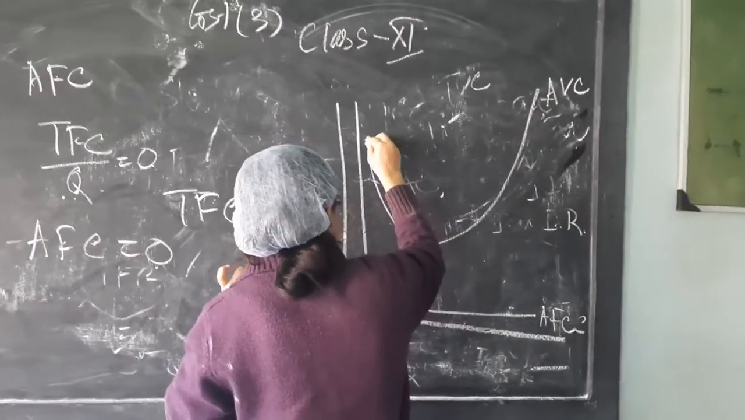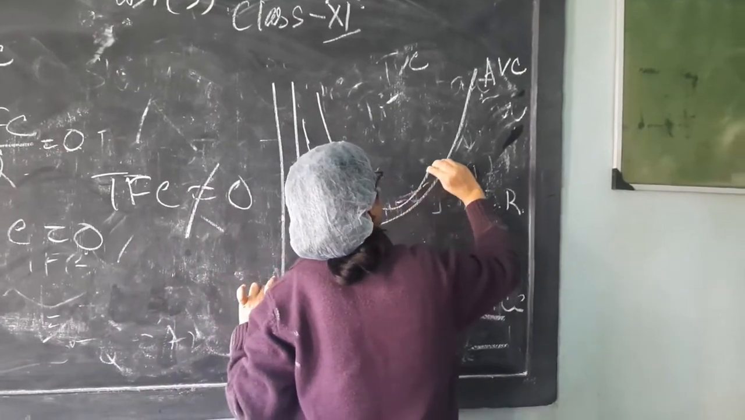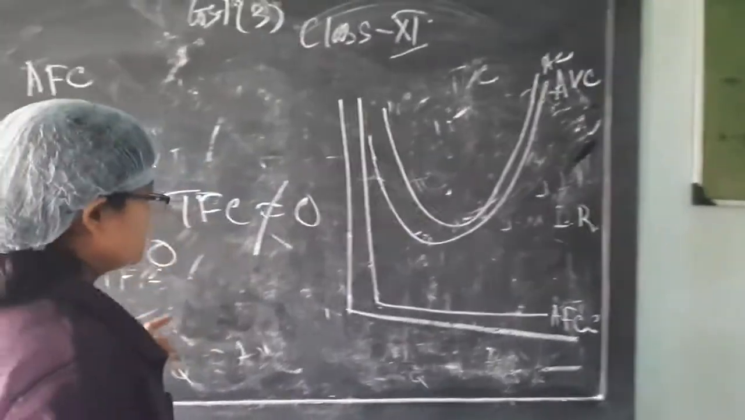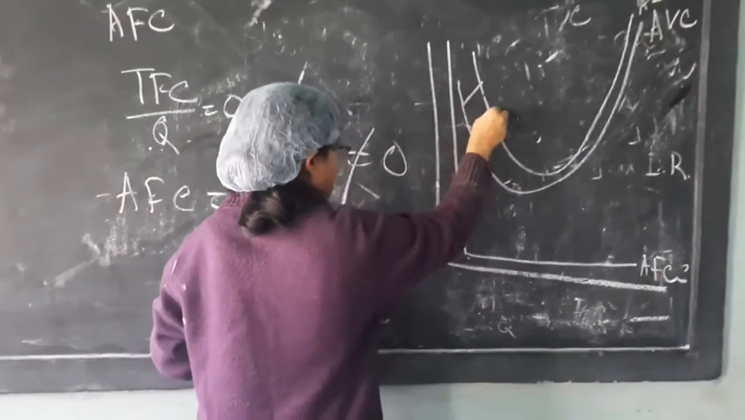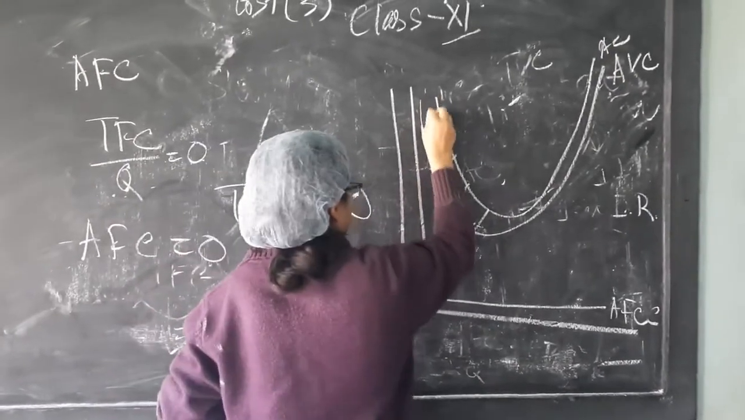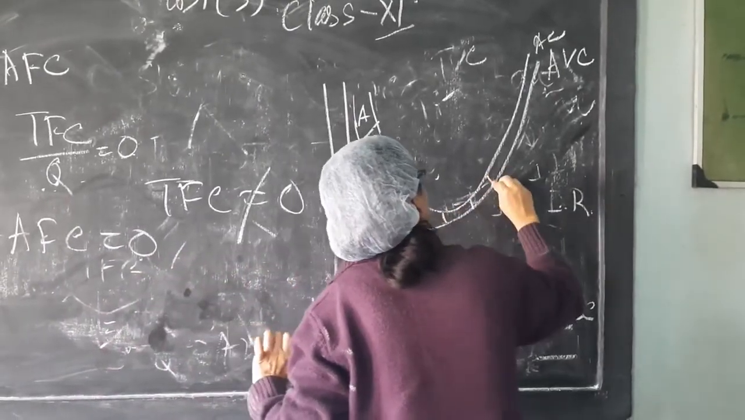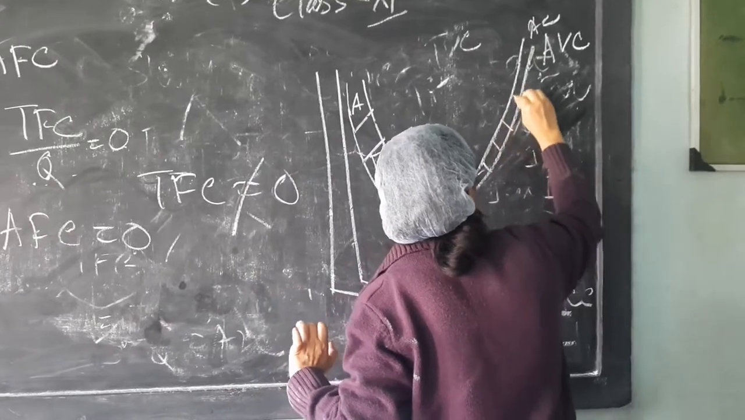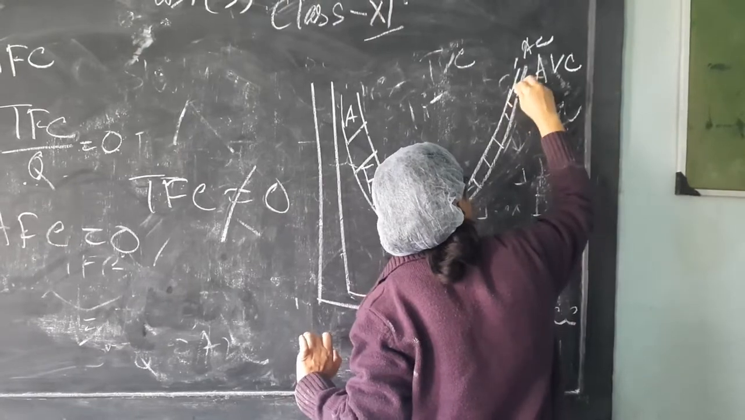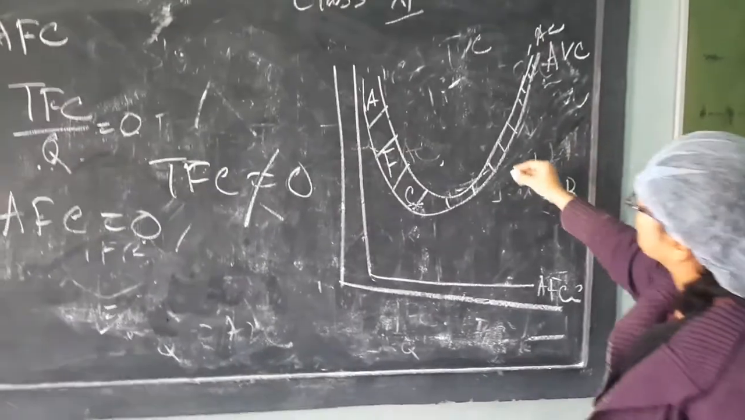So AC, initially what will happen? The difference will be more. Afterwards AC will become narrower to AVC. Clear? Understood? So initially the difference between AVC and AC is called AFC. Again, see here, AFC is a falling value and it is almost negligible. So the contribution of AFC towards AC is falling down.